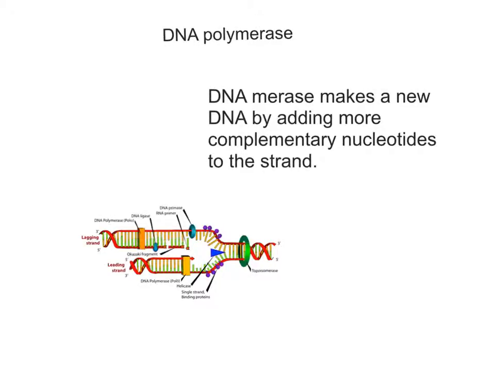DNA polymerase makes a new DNA by adding more complementary nucleotides to a strand. This picture below explains how the DNA polymerase is made.